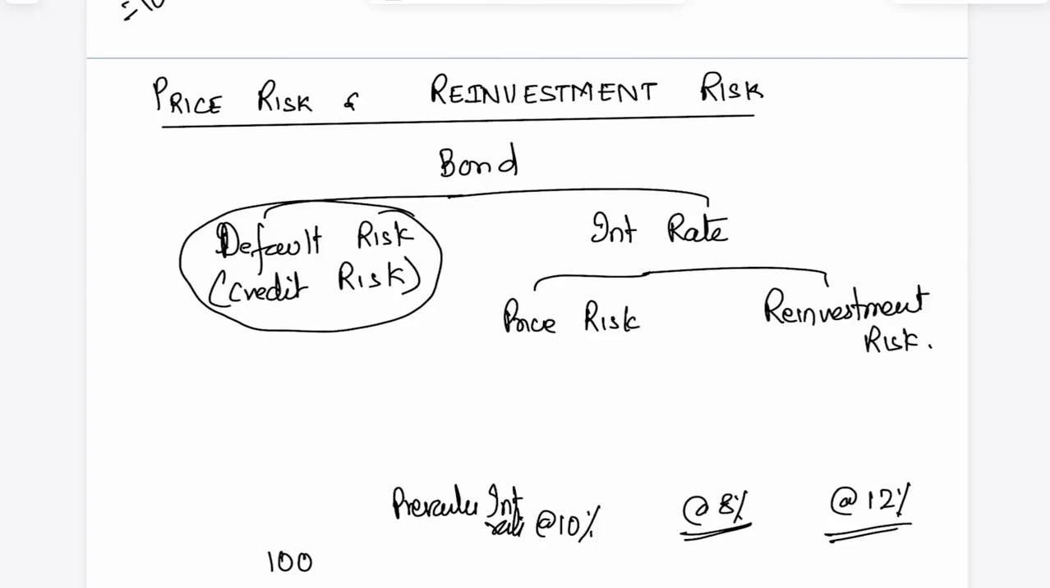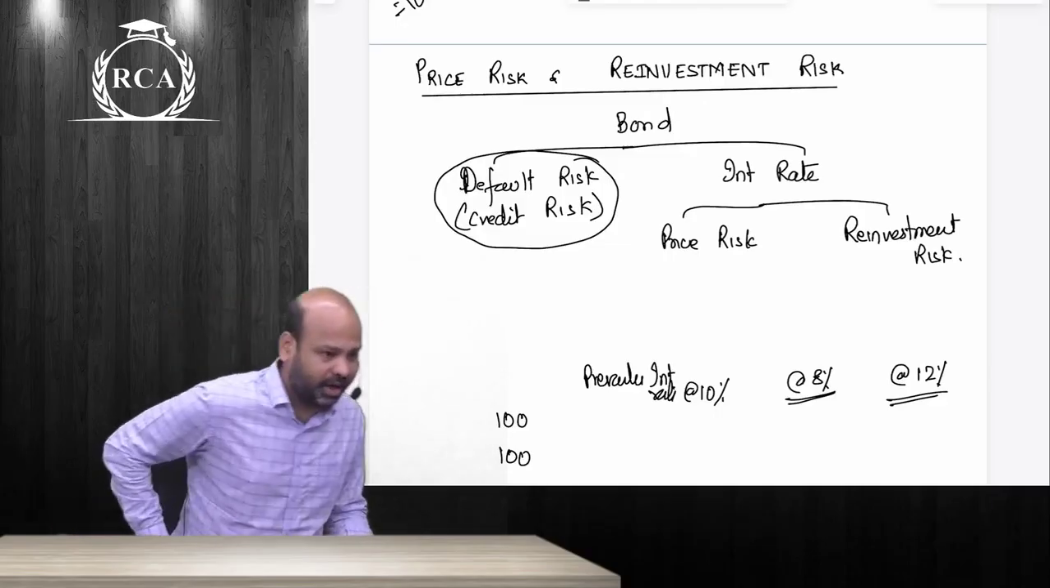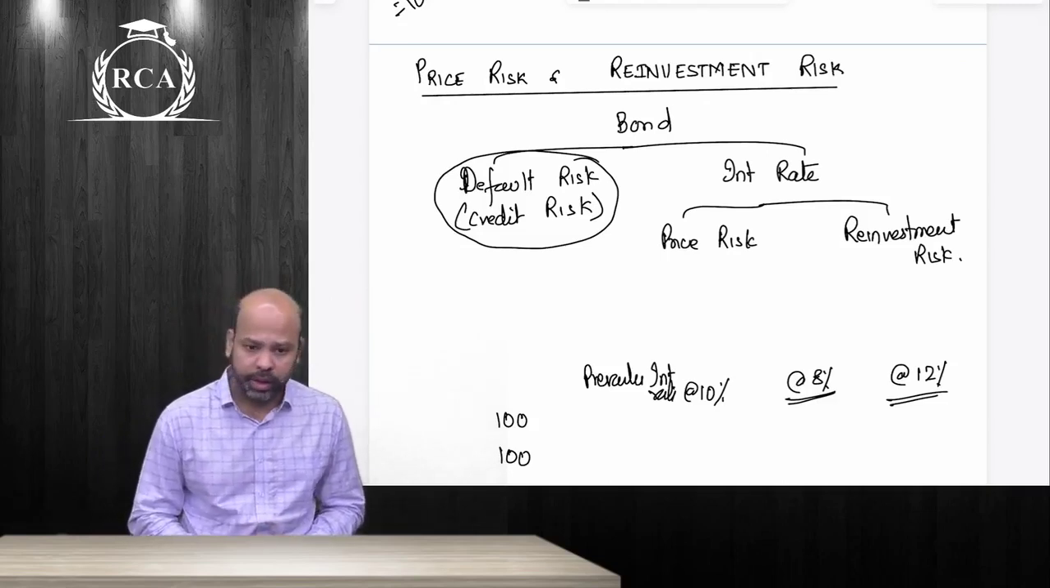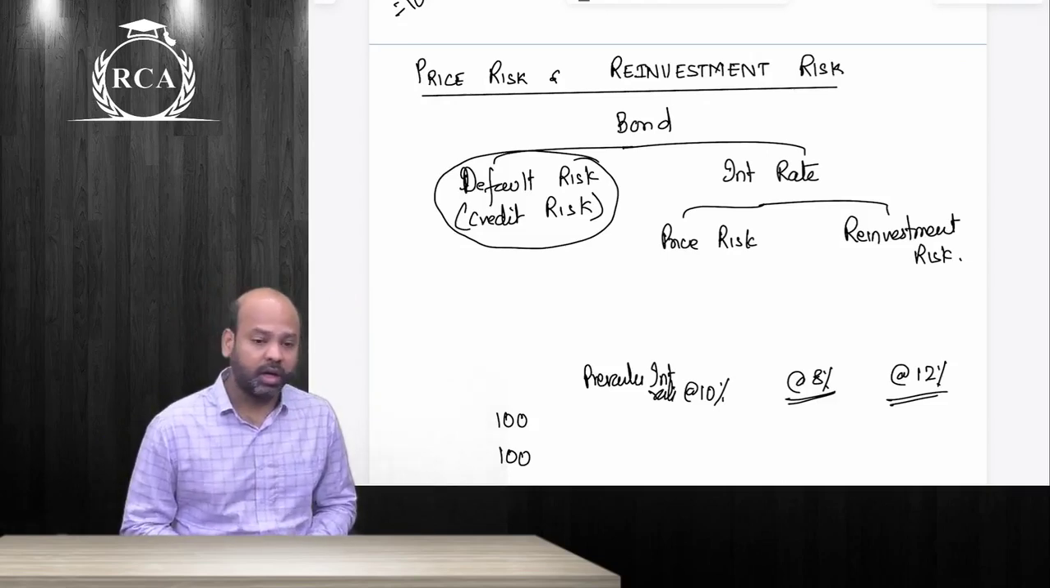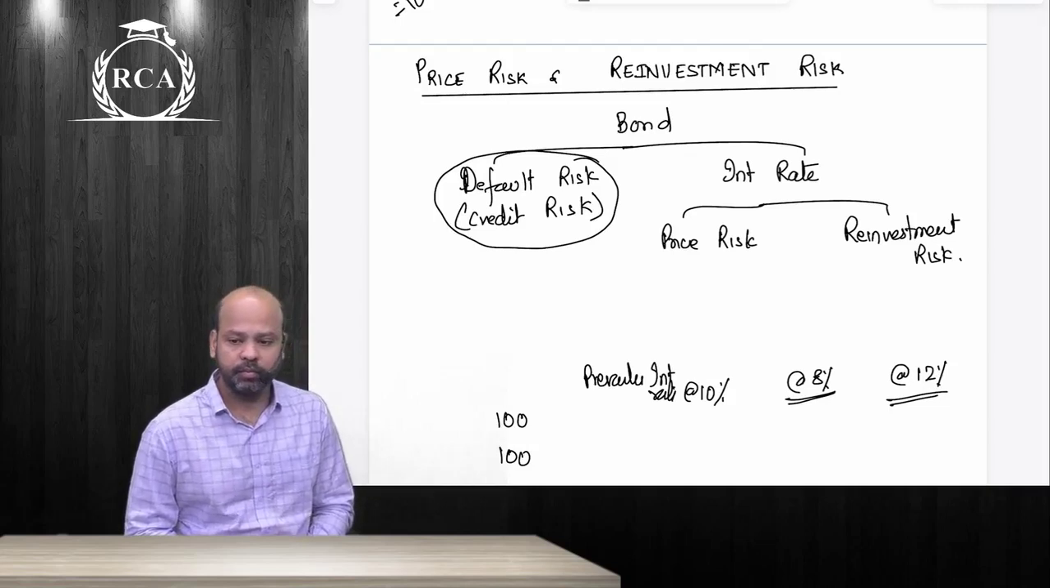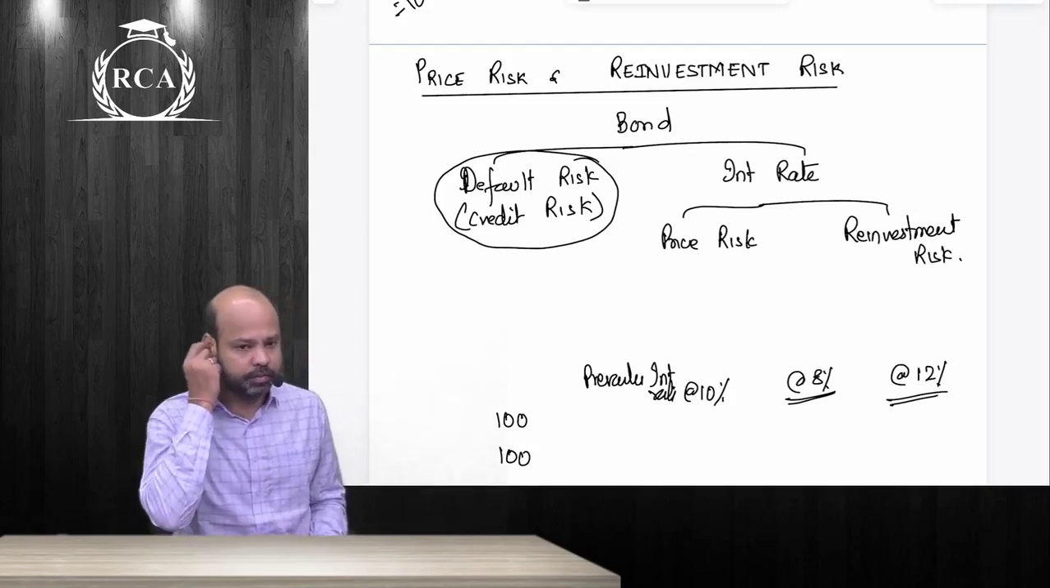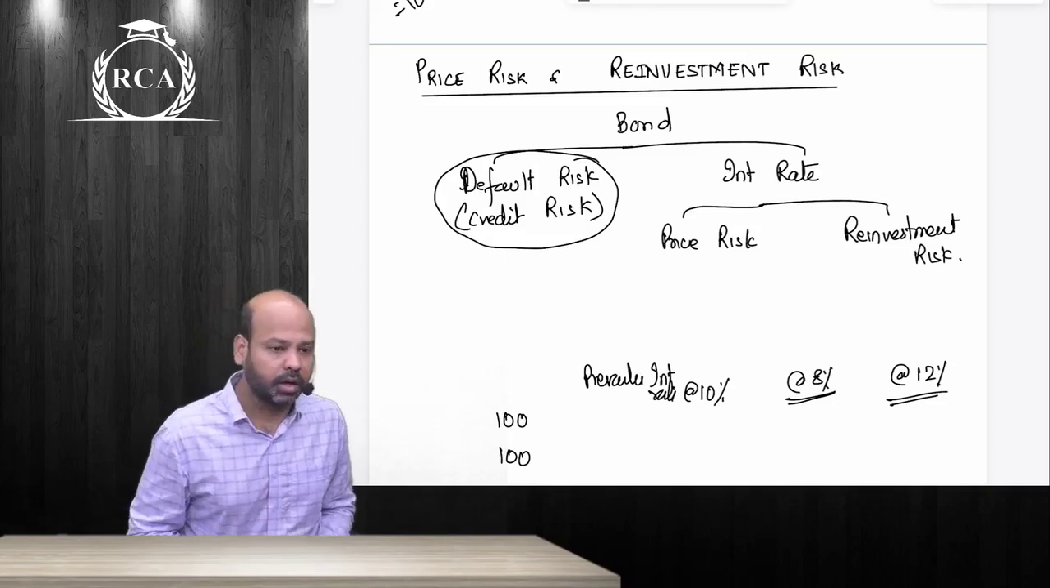Next line. Similarly, if the prevailing interest rate decreases, reinvestments would be made at a lower rate, resulting in a lower reinvestment income.